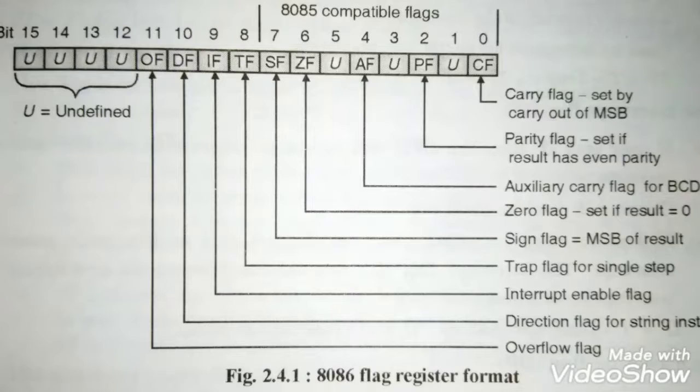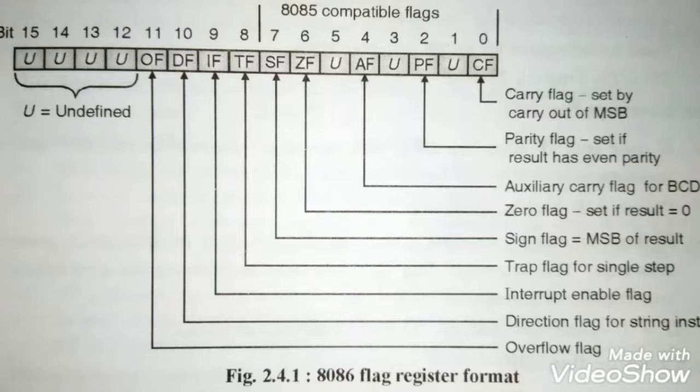Control flag. Control flags are set or reset deliberately to control the operation of execution unit. Control flags are as follows. Trap flag. It is used for single step control. It allows user to execute one instruction of a program at a time for debugging. When trap flag is set, program can be run in single step mode.